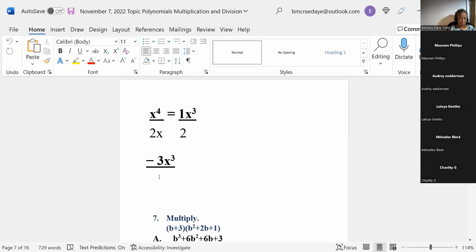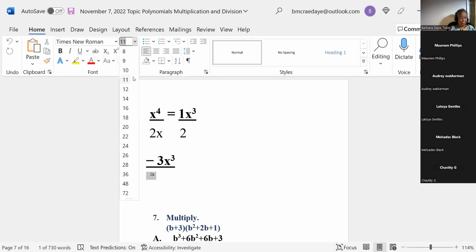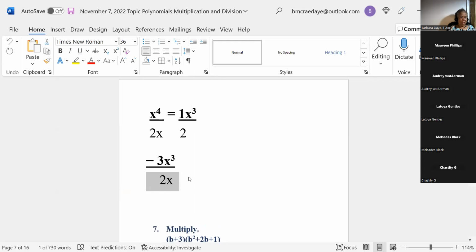Latoya, what did you get for this one? What was your coefficient? Coefficient only. 3 over 2. Okay, no problem. So let's put Latoya's coefficient, 3 over 2. Bring that here. So that's equal to 3 over 2. That's the coefficient.